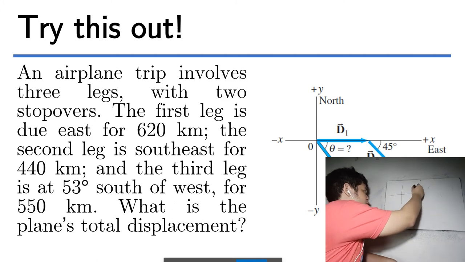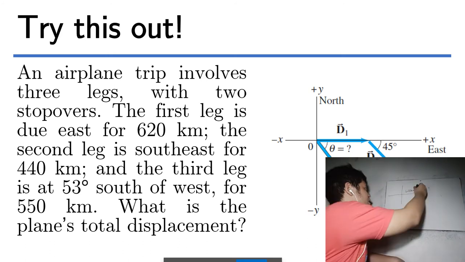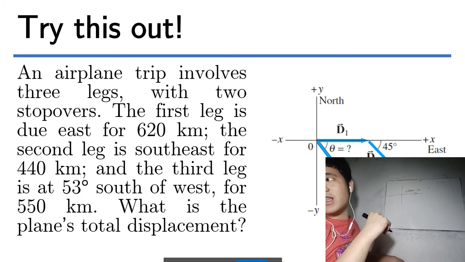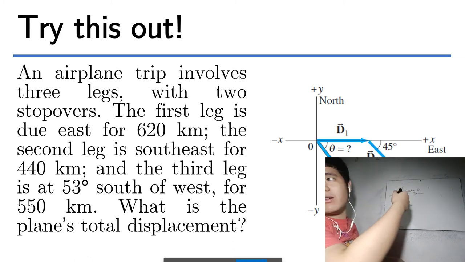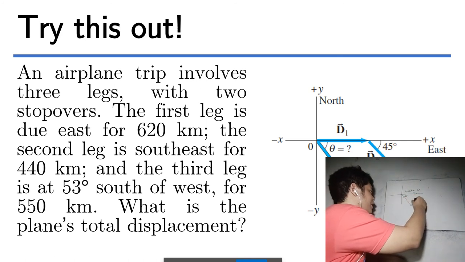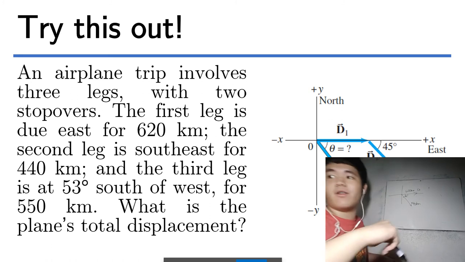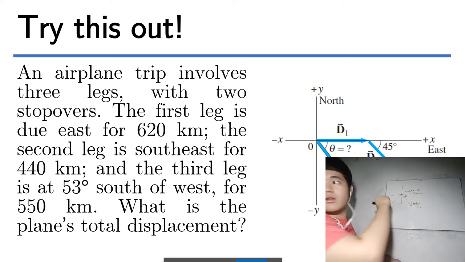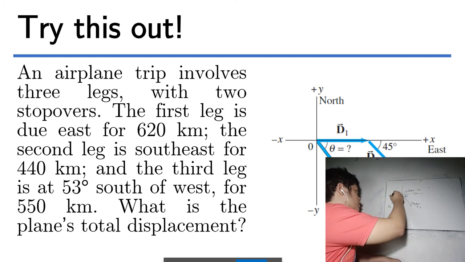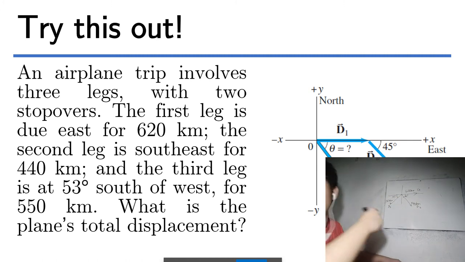The first leg, due east, 620 km. Next, the second leg, let's name that D1. Second leg is southeast. When it's southeast, that's 45 degrees, because southeast is in the middle. 440 km. And the last one, the third leg is at 50 degrees south of west, for 550 km.